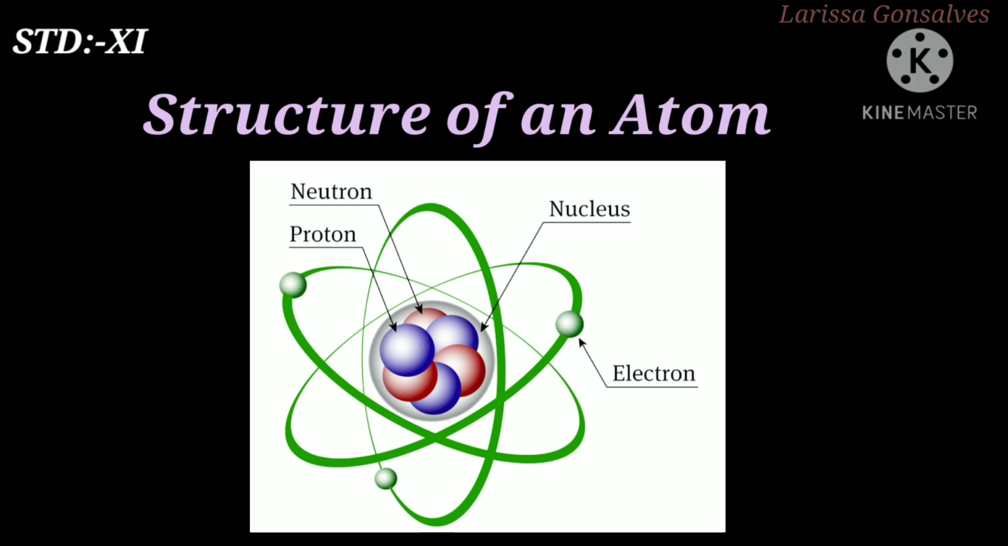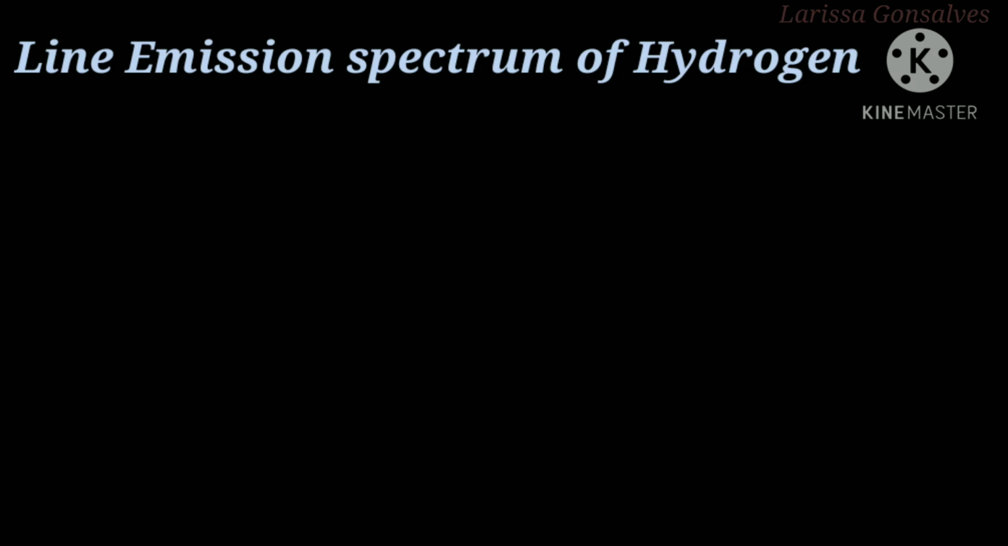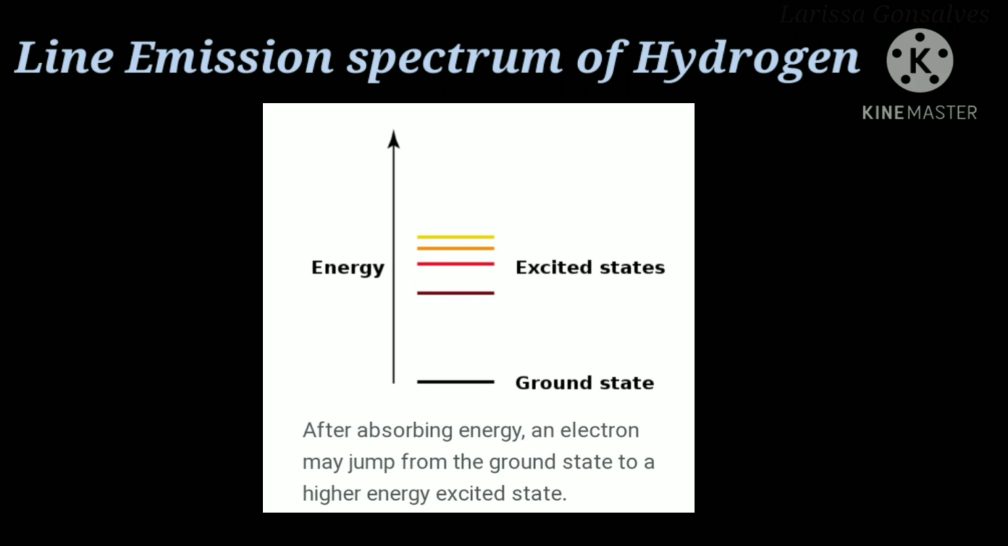Before moving on to Bohr's atomic model, let us understand the line emission spectrum of hydrogen. When a substance is irradiated with light, it absorbs energy. Irradiated means subjecting an object to radiation. When a substance is irradiated, the atoms, molecules or ions which absorb the radiation are said to be excited. What does excited mean here? These substances have more energy compared to their ground state. Ground state is the lowest energy state of that substance.